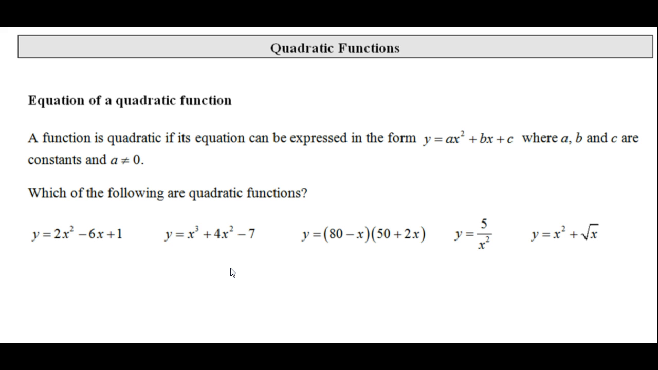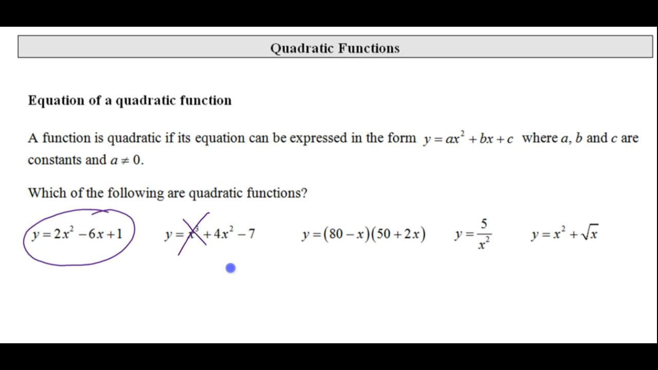So which of the following are quadratic functions? I guess we could just circle the ones that are and cross out the ones that aren't. Is this a quadratic function? Yes, because it's of that form. Is this a quadratic function? Why not? Yeah, it's got an x cubed in it. That makes it a cubic function. We'll save those for 30-2.